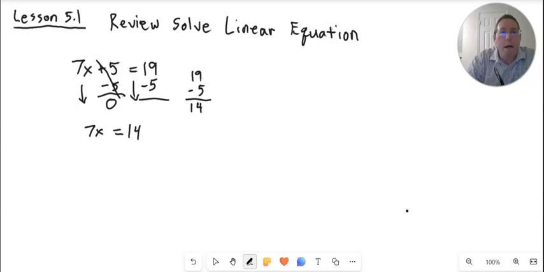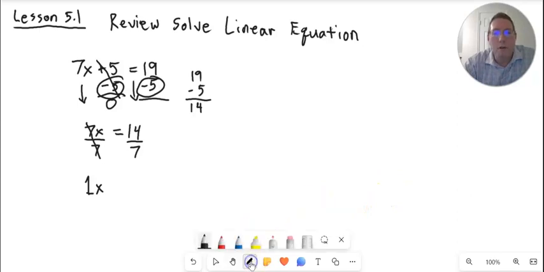Now we're going to divide by 7, and whatever we do to one side, we have to do to the other side. Just like up here, we did minus 5 here, and we did minus 5 here. We've got to do the exact same thing to both sides. And here, 7x divided by 7, well, 7 divided by 7 is 1. And so this is the same thing as saying 1x, because 7 divided by 7 is 1.